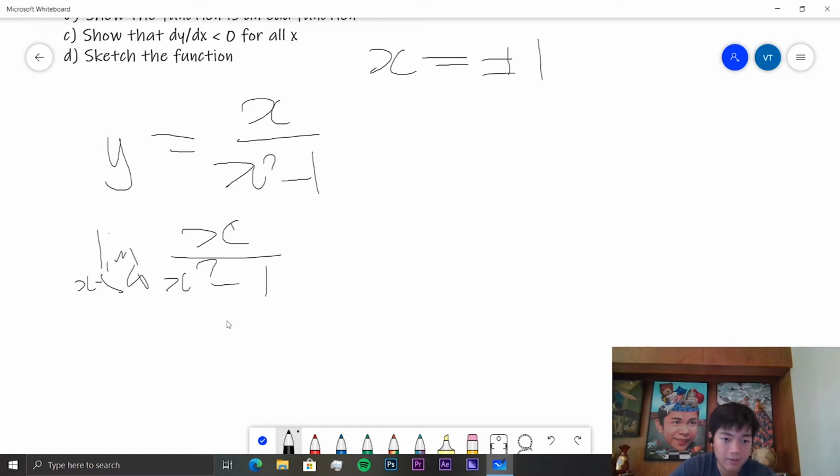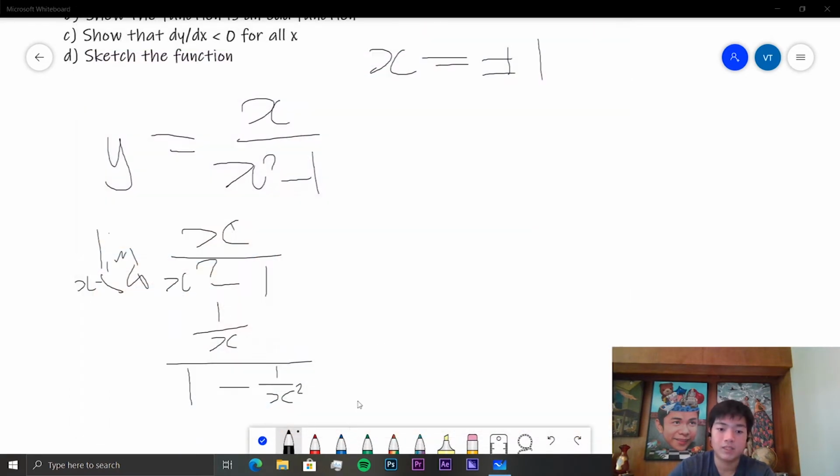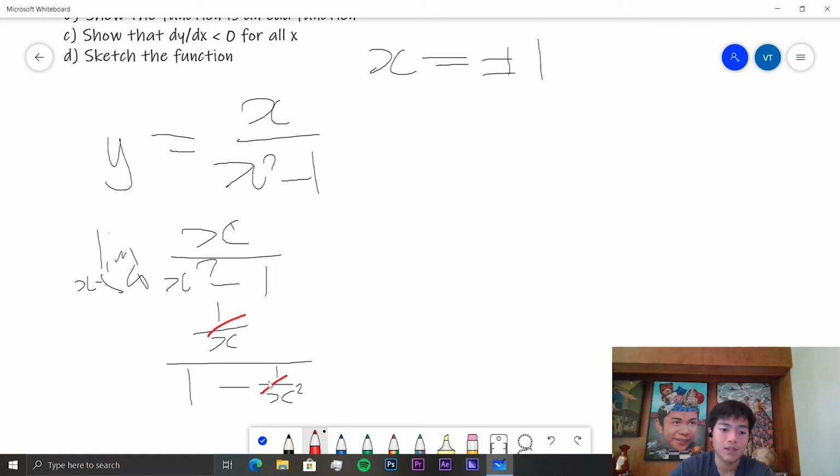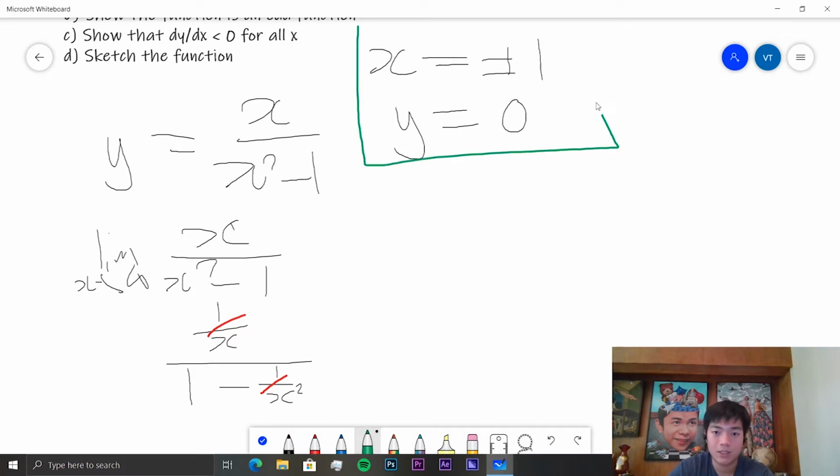So we have 1 over x over 1 minus 1 over x squared. Both of these will tend to 0. So this entire thing will tend to 0. So y equals 0 should be a horizontal asymptote of this graph.